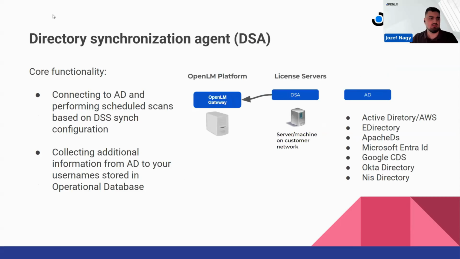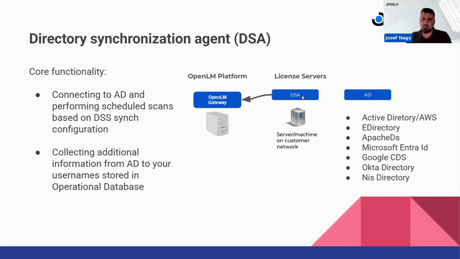Okay. Last thing that we have on the plate is the directory synchronization agent. Basically, what the directory synchronization agent is doing is working as the middleman between your Active Directory and the OpenLM platform. We are currently supporting these Active Directories: Active Directory, AWS Directory, Apache DS, Microsoft Entra, Google CDS, Okta, and the NIST directory.